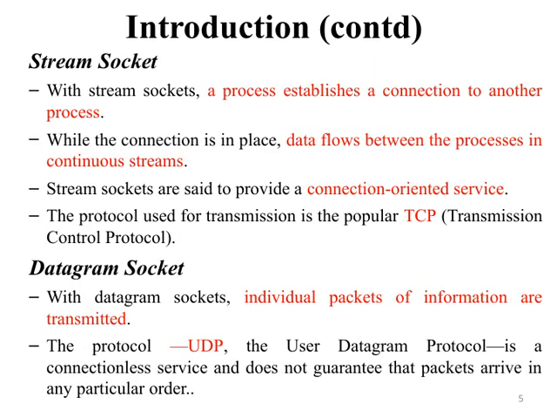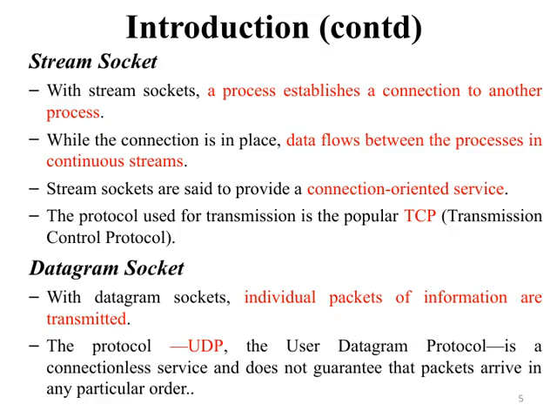Now, let's take a closer look at stream sockets. With stream sockets, a process establishes a direct connection to another process, allowing for a continuous flow of data between them. Think of it like a phone call. Once the connection is made, the conversation can go back and forth seamlessly. Because of this, stream sockets are said to provide a connection-oriented service, meaning they set up a dedicated communication channel beforehand. The protocol that's commonly used here is TCP, or Transmission Control Protocol, which ensures reliable delivery, proper sequencing, and error checking.